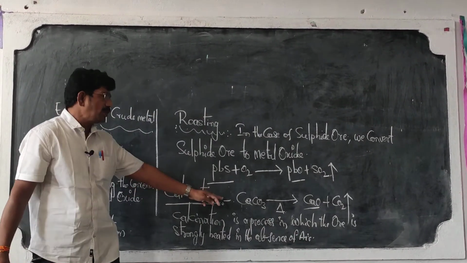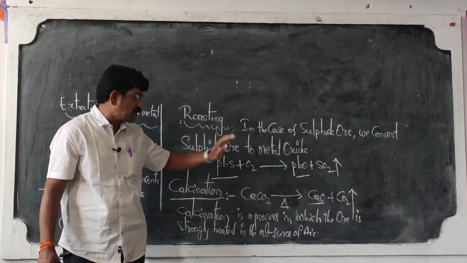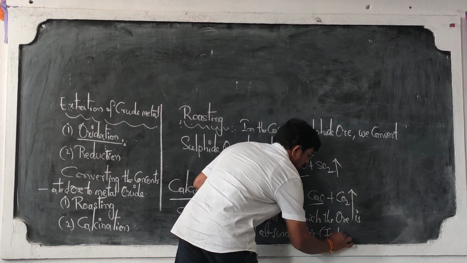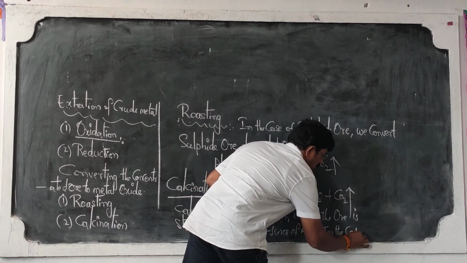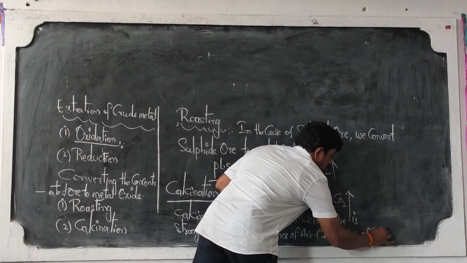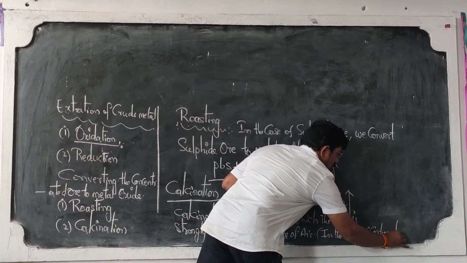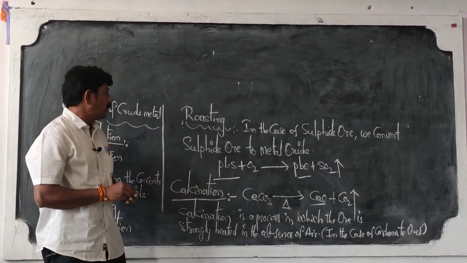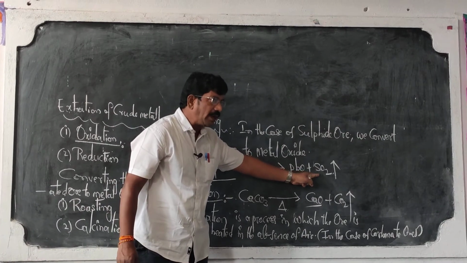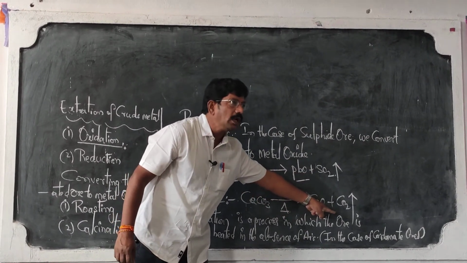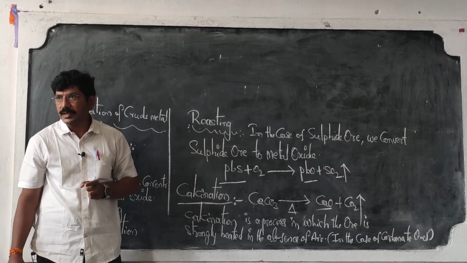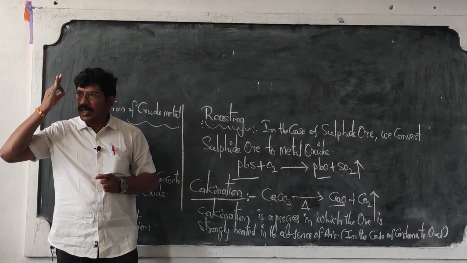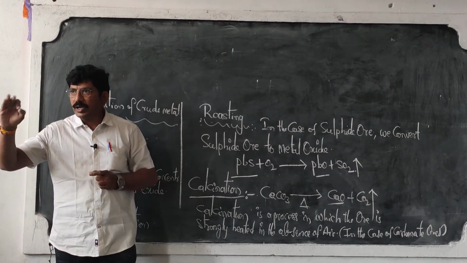So when do we adapt this one? In the case of calcium carbonate, not only calcium carbonate, in the case of carbonate ores, we adapt this process. So one thing you have to remember, in the roasting process, sulfur dioxide is formed. In the calcination process, carbon dioxide is formed. Are you clear about that one?